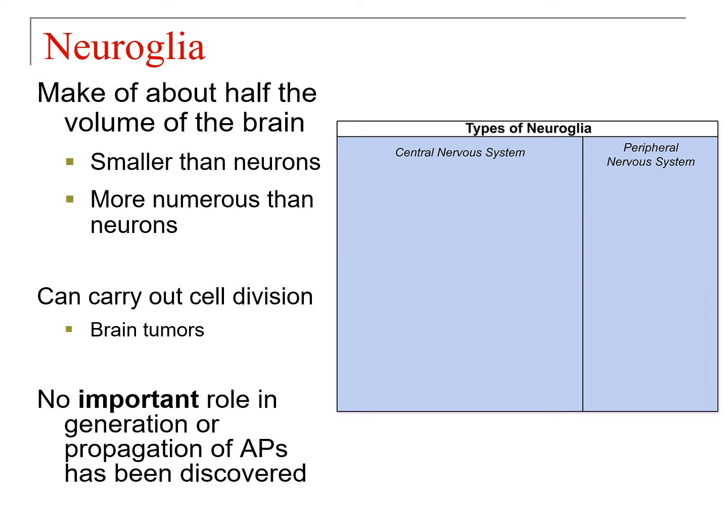So the thing is, with the neuroglia, you don't have any important role in the generation or the propagation of action potentials. There have been occasional exceptions discovered, but for the most part, the neuroglia aren't really involved in communication. They're involved in support roles. And your types of neuroglia actually differ from the central nervous system to the peripheral nervous system.